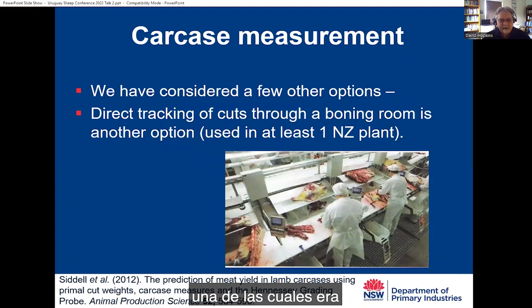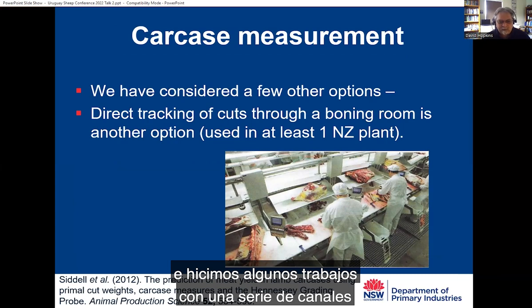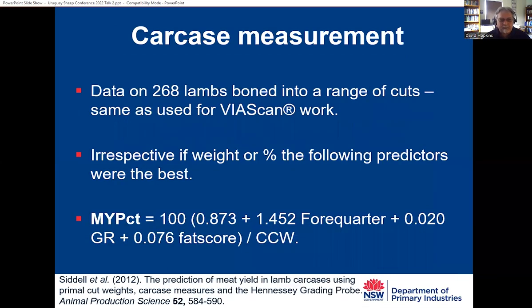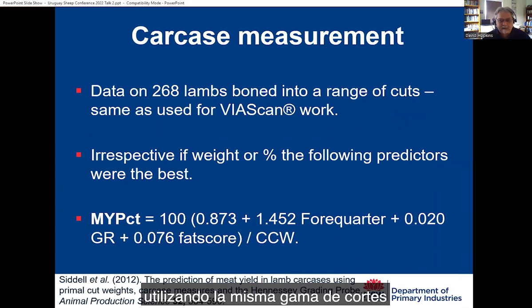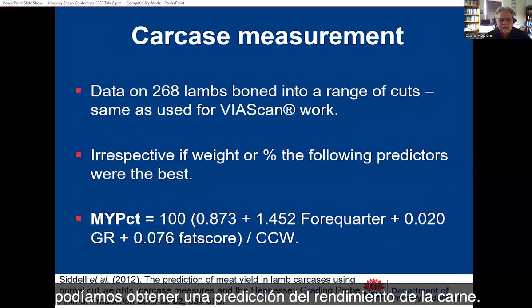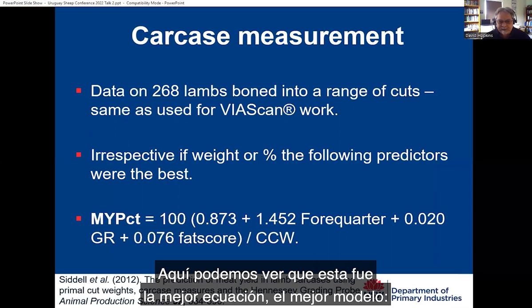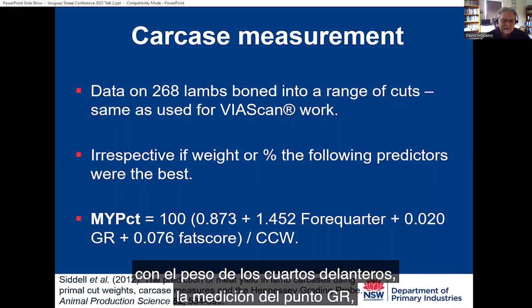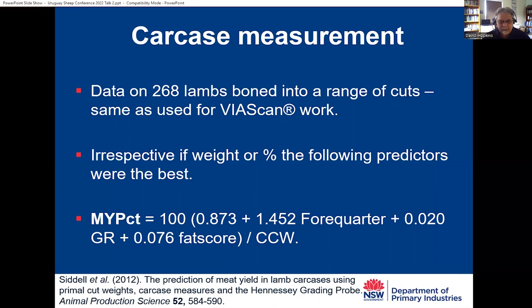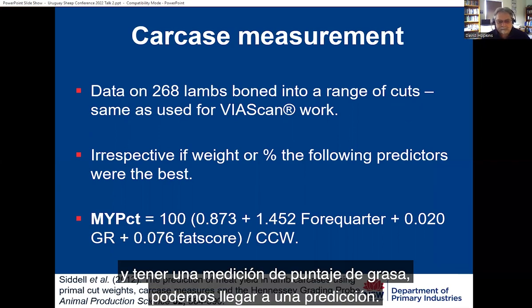One of those was the idea of the direct tracking of cuts through a boning room. And we did some work there with a number of carcasses using the same range of cuts that we'd used in the Viscan work, and seeing whether if we just had the weight of a cut, could we use that to actually give us a prediction of meat yield. And here we can see this was the best equation, the best model, that with forequarter weight, measuring GR and having a fat score measurement, we could actually come up with a prediction.